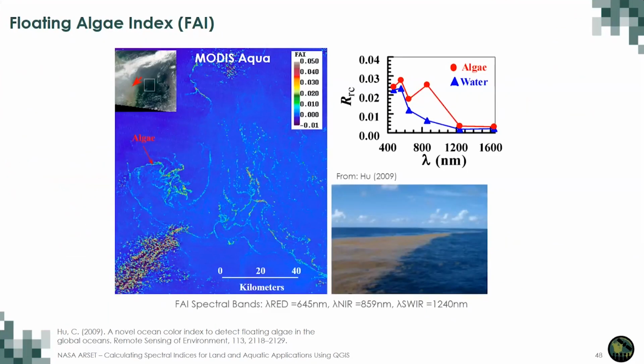Here's an example application of FAI to detect sargassum with MODIS Aqua data. We can see clearly how the sargassum mats are shown in the image on the left, and how even with this multispectral dataset, still, we can see the big difference in the remote sensing reflectance, especially in the near-infrared region and the graph on the right.